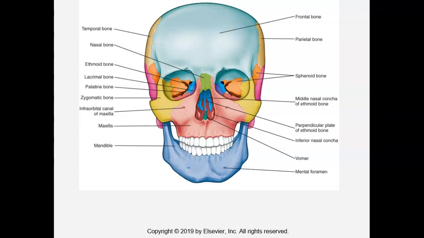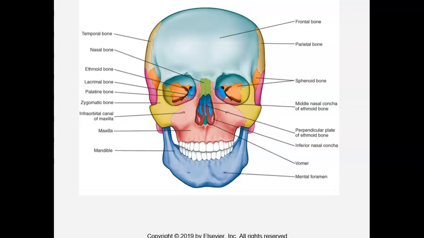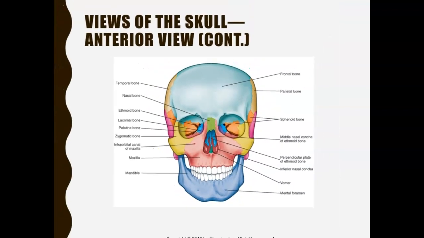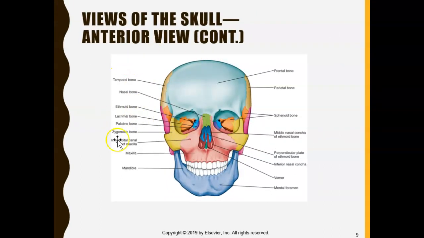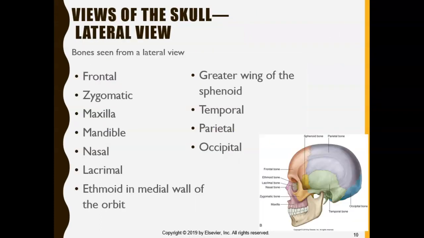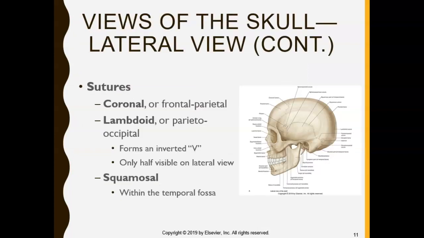Here's another picture of the skull. So I do encourage you to review the bones and the names of each bone. Let's look at sutures. Sutures are basically where two bones meet, so it creates that line. There's the coronal suture, the lambdoid suture, and the squamosal suture. What's important to know is where they are located.